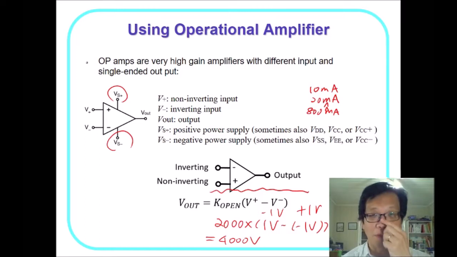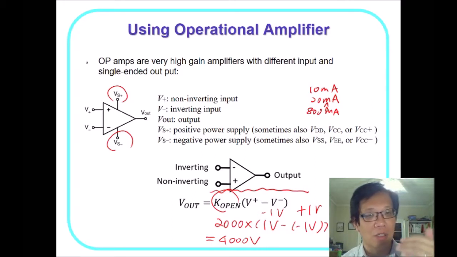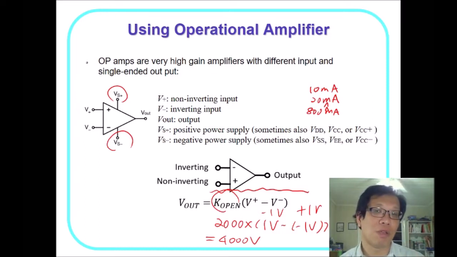And if you multiply the gain, which is K open, by the voltage difference at the input of this chip, you're going to saturate your amplifier, which means the output is going to be either VS plus or VS minus. That is something you can use as one specific circuit, which is a switch. So if V plus is greater than V minus, you're going to generate a positive VS output. If V plus is smaller than V minus, then your output voltage is going to be VS minus. So by using this kind of configuration, you can use an operational amplifier as a switch.